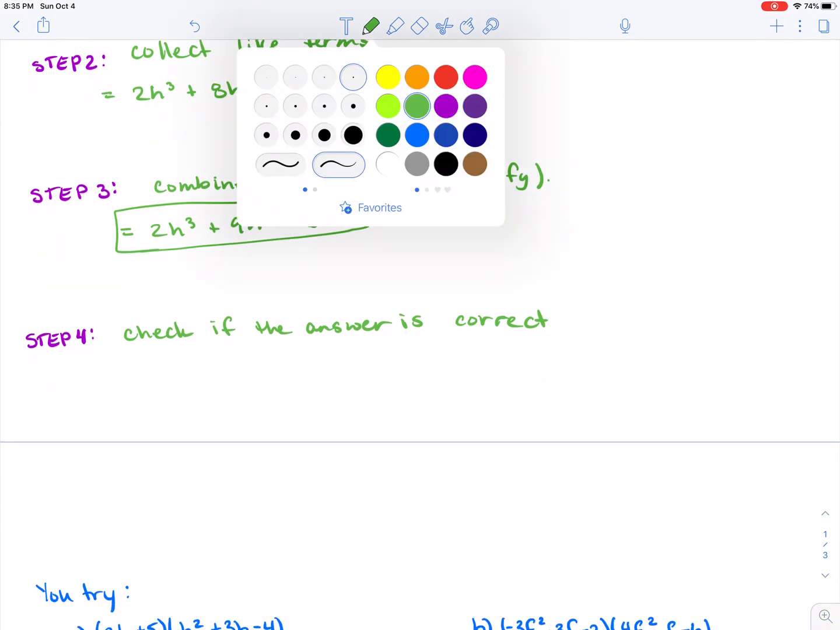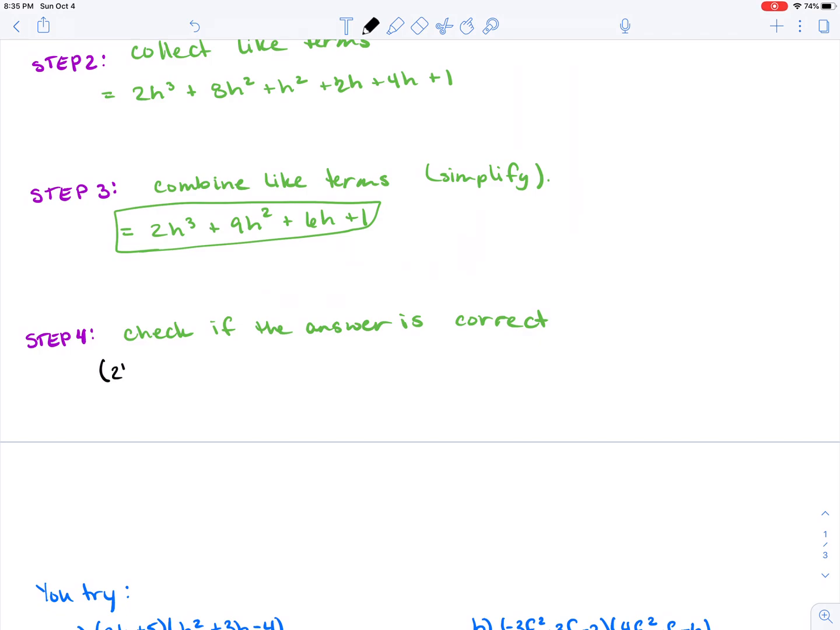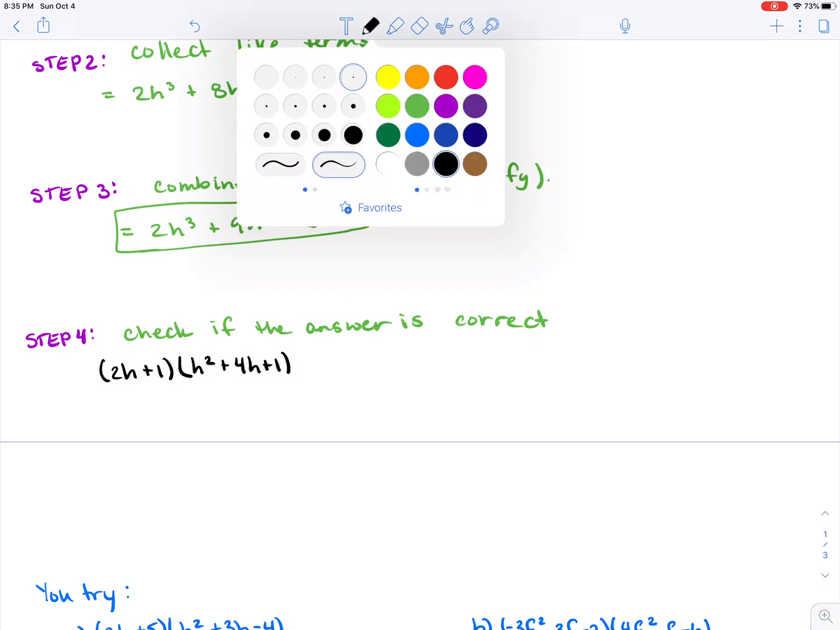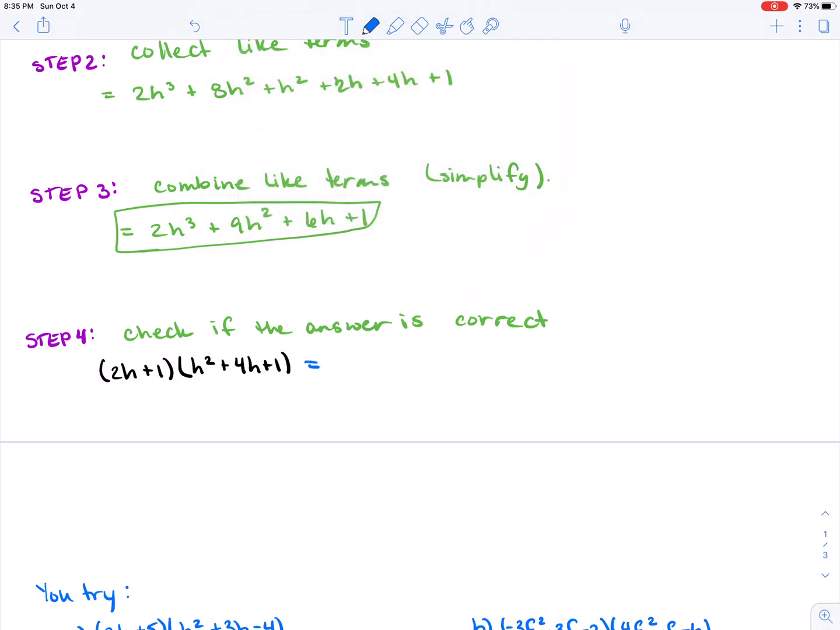So I have my 2h plus 1 times my h squared plus 4h plus 1. And I'm going to set it equal to the answer I got in step 3. So I'm going to make it equal 2h cubed plus 9h squared plus 6h plus 1.